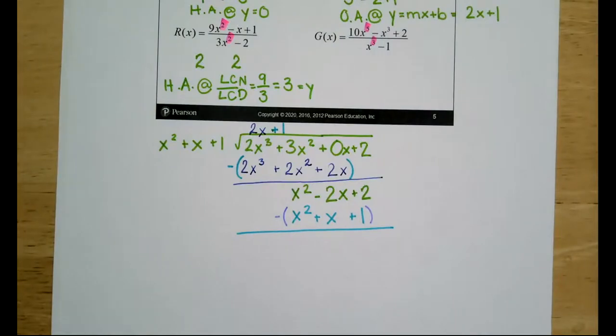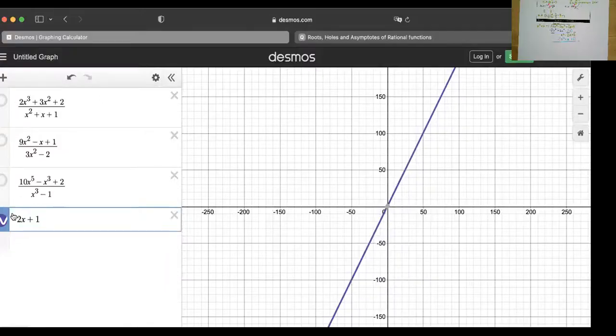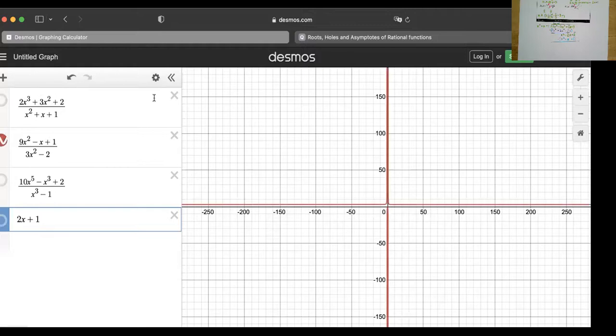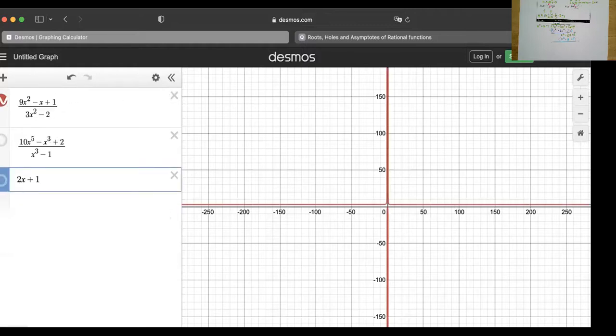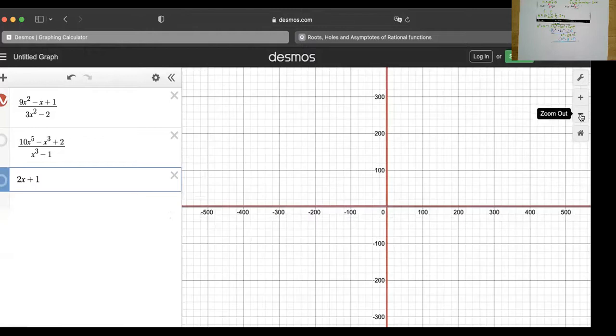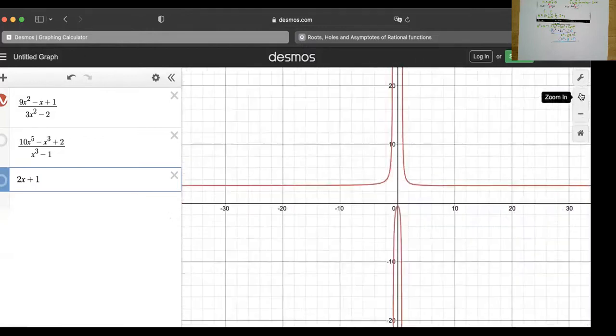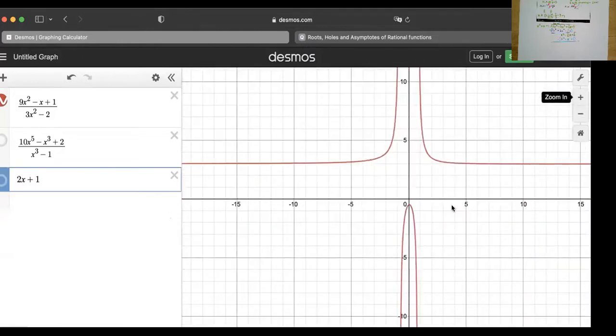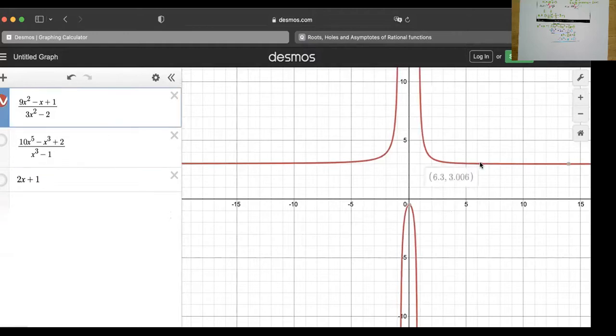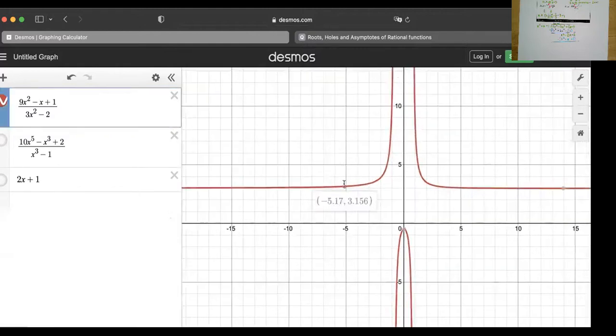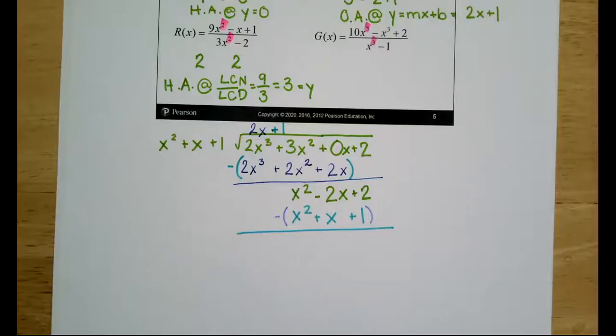So let's look here. We're done with this one. We're going to look at this one. Remember, we're not worried about our vertical asymptotes, but is this close to the line y equals 3? It is. It's staying very close to y equals 3 on both the negative and positive x values. All right, so that one works.